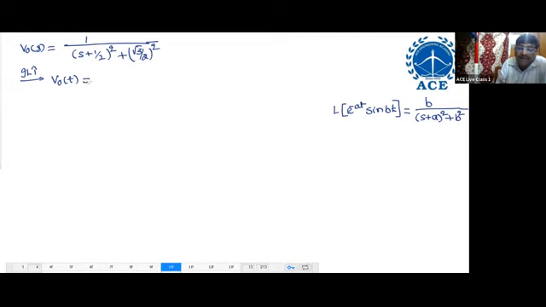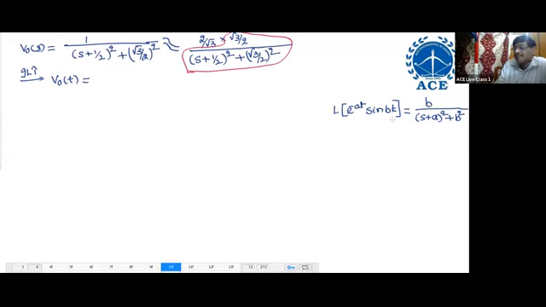That means what will I get? This can be written as 2 by root 3 into root 3 by 2. Then the numerator becomes 1, then (s plus 1 by 2) whole square plus (root 3 by 2) whole square. Now this total becomes what? e power minus at sin bt.